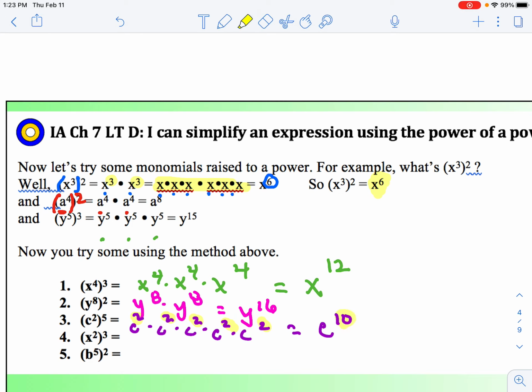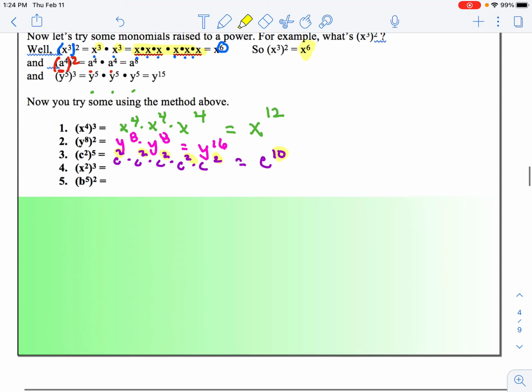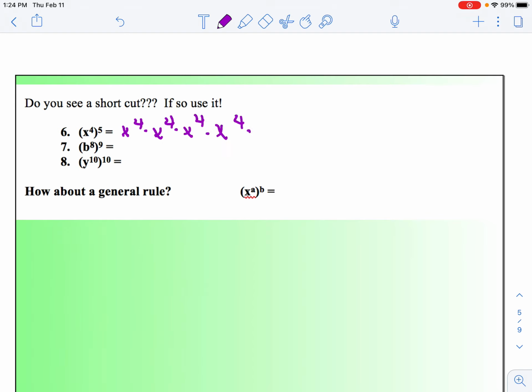There you go. So hopefully you can see a pattern, okay? And I can work out the rest of those in the notes so you can try those on your own. But do you see a shortcut? And if so, please use it, because if you're writing this out, it gets to be kind of tedious because you have to write this out 5 times. But sometimes when you write it out, it helps you to understand what's going on, because you have 1, 2, 3, 4, 5 of these bases of x to the 4th, which means you have 4, 8, 12, 16, 20. So this would become x to the 20th power.